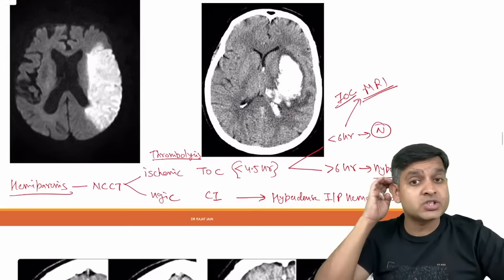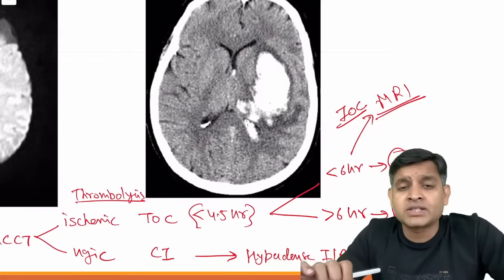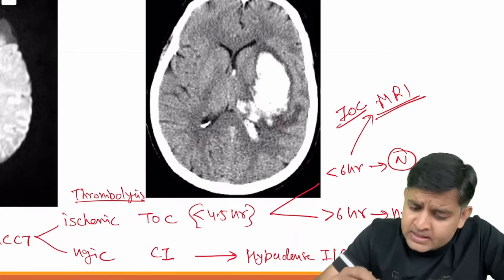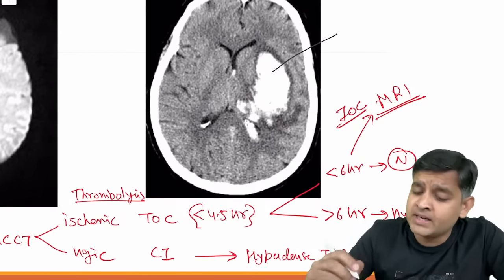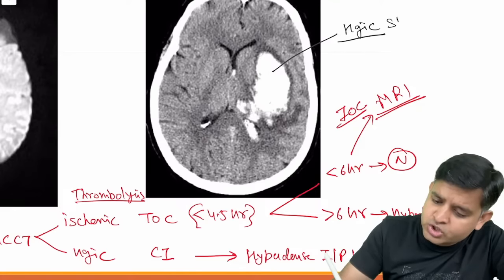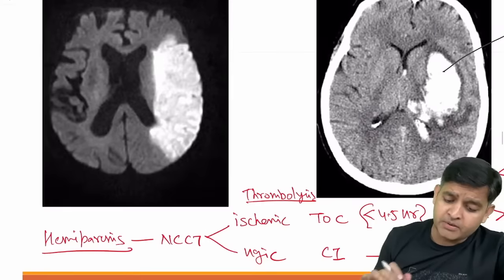Now let us see the image. Now let us say this image is there in your paper and the examiner asks you, what is the diagnosis? You will say there is a hyperdense intraparenchymal hematoma. So this is hemorrhagic stroke. Now tell me, what is this?